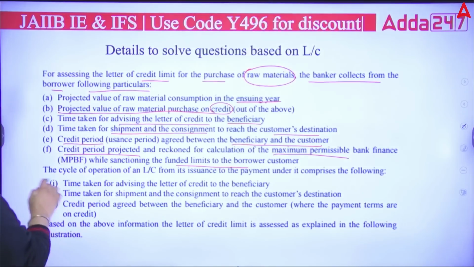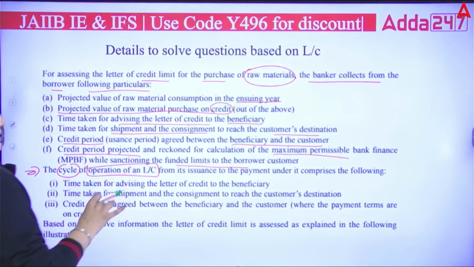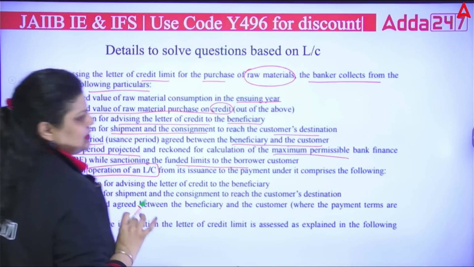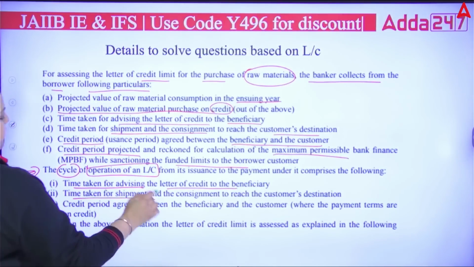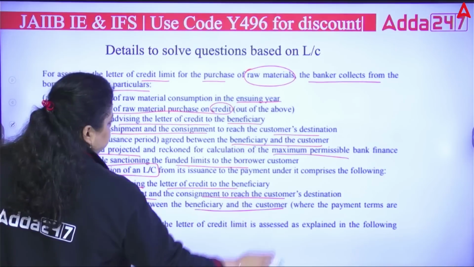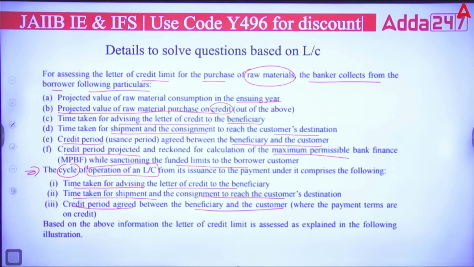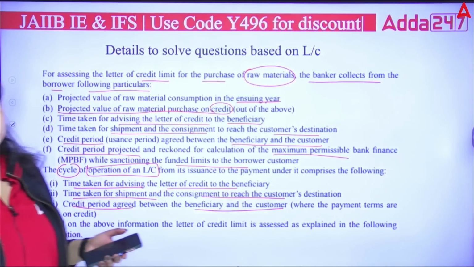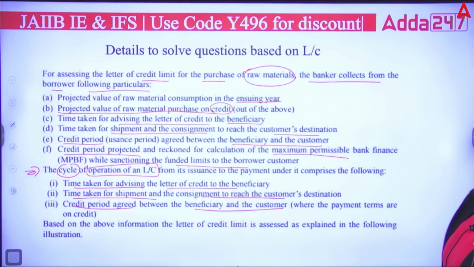Then the cycle of operation. We have to calculate the cycle of operation of LC, from its issuance to the payment, comprising the following. First is the time taken for advising the letter of credit to the beneficiary, then the time taken for shipment of the consignment to reach the customer destination, and the credit period agreed between the beneficiary and customer. These are required. So on the basis of these details given to you, only then will you be capable of calculating the letter of credit limit.